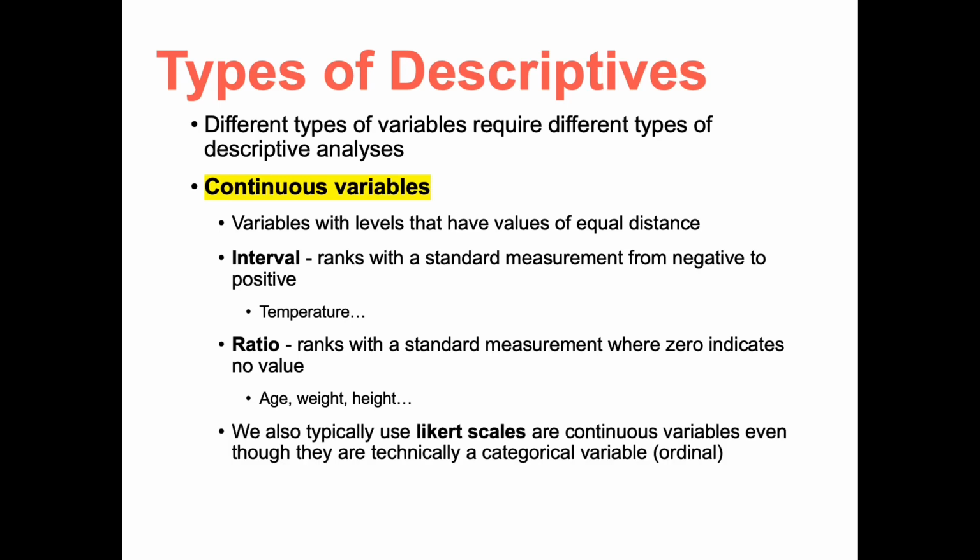We also like to use Likert scales, that is like from 1 to 5, where 1 means extremely unlikely and 5 means extremely likely. These are called Likert scales. We use this kind of Likert scale as continuous variables, even though they're technically a categorical variable, that's ordinal, because we don't know the actual distance between extremely unlikely and somewhat unlikely. So we don't know if this distance is different from somewhat likely to extremely likely.